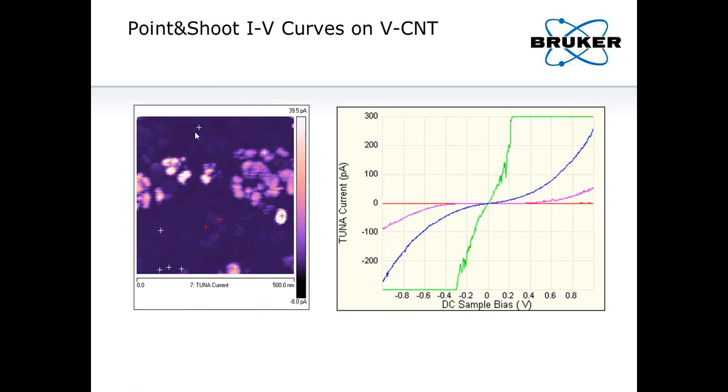You can point to a different location of the sample or different structures on the sample. You can measure the IV curve. You get the IV characteristics of different structures or features, or materials there.